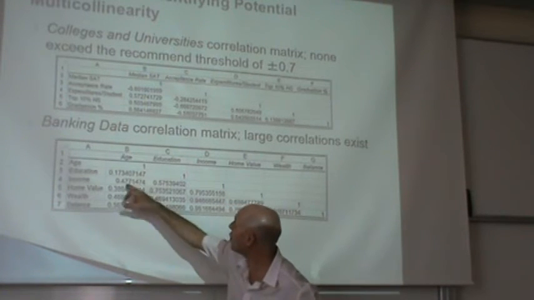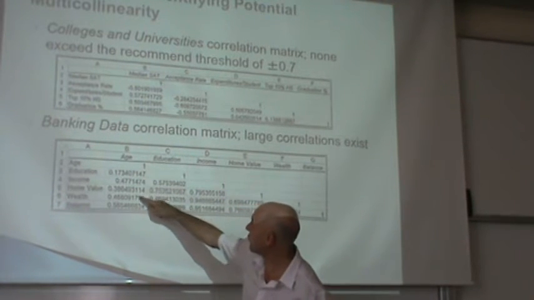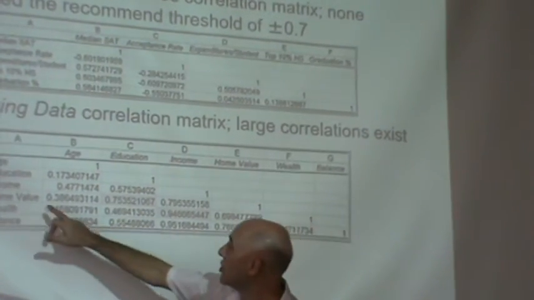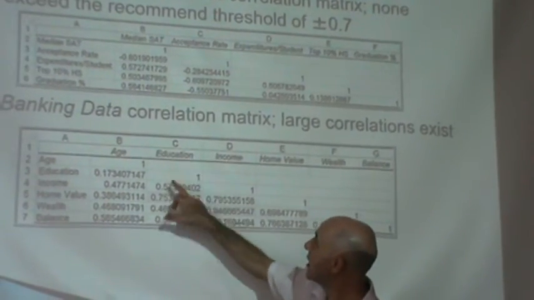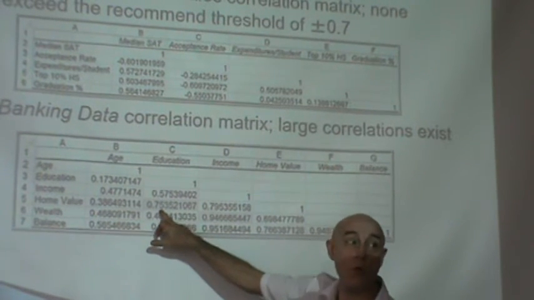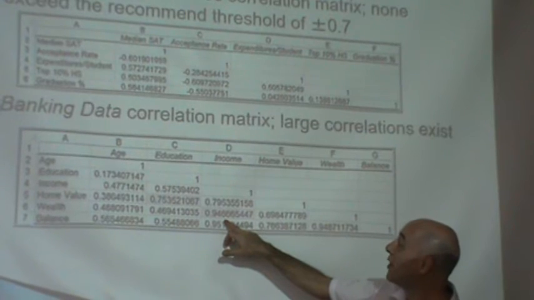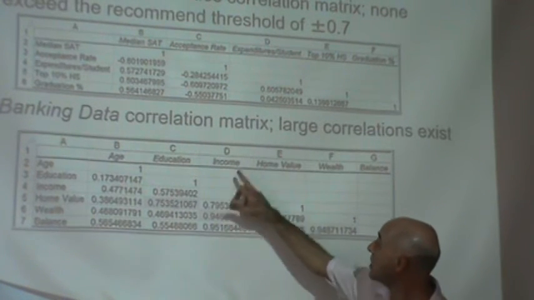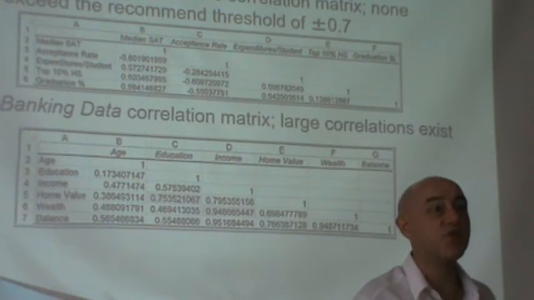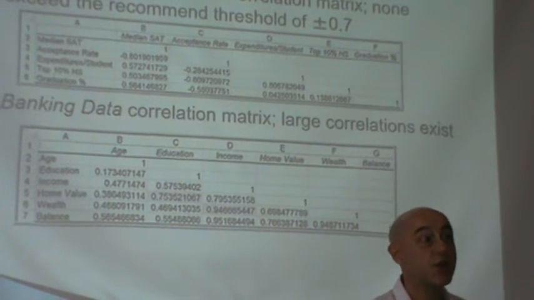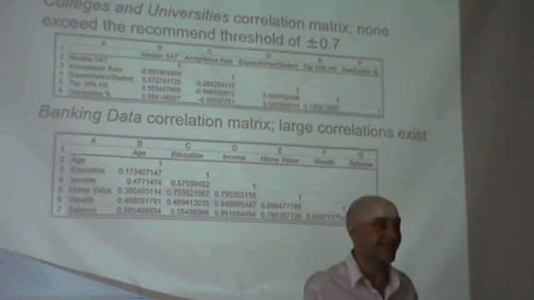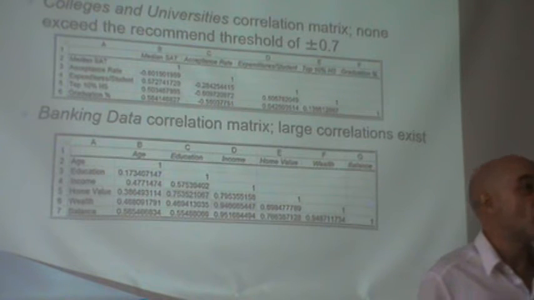So, well, what about here? 17, 438, don't look. Oh, this one looks a little bit high. Between home value and education, the correlation is 0.75. Oh, and look at this one, 0.944, between income and wealth. Of course, if you make more money, you'll be more rich. It makes sense, right? Well, not always.